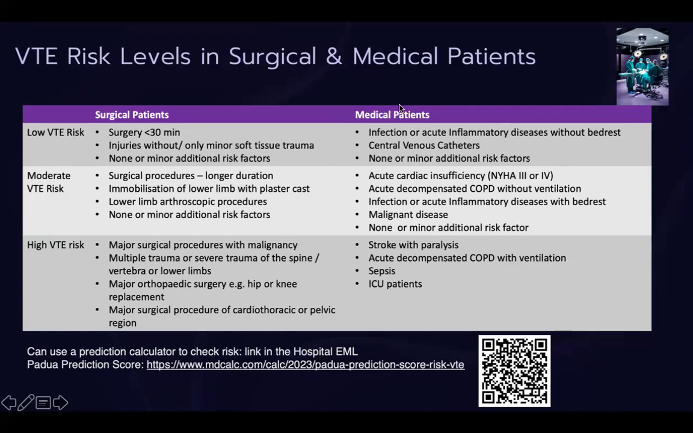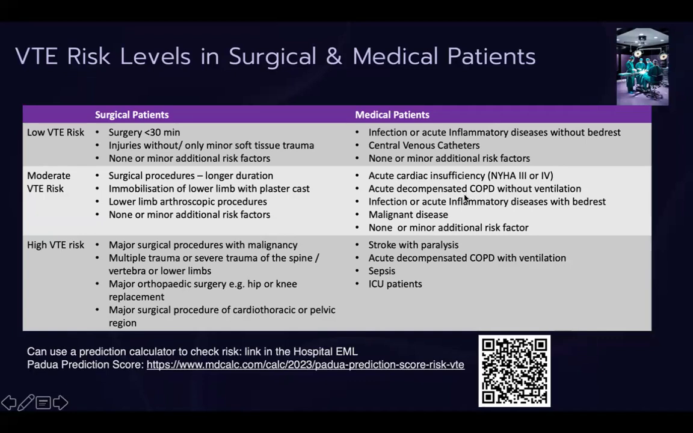When we then go and look at medical patients, a low-risk medical patient will be somebody who's had an infection or they've got an acute inflammatory disease, but they're not on strict bed rest, so they're able to wander around the ward. You can see central venous catheters are still low risk as long as there are no additional risk factors. But do please note, as soon as you've got a patient with acute cardiac insufficiency, so a patient in heart failure, New York Heart Association 3 or 4, that's already a moderate risk.